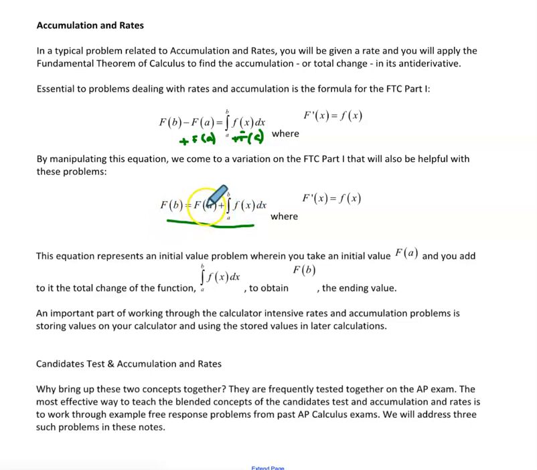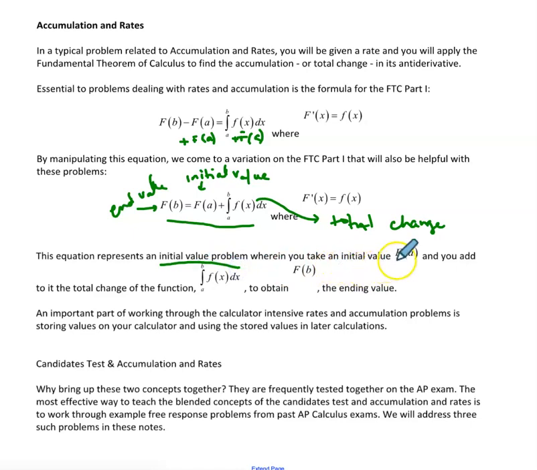And if you think about it, big F of a is our starting point, or what we call the initial value. And if we take an initial value and we add to it the total change in big F, which is represented by the definite integral of little f, you are going to get the ending value. So this piece here is the total change. So that just makes sense rationally, that you take a starting value, you add a total change, and you get an ending value. And of course, this holds only where the derivative of big F is little f. So this is called an initial value problem. And this puts into writing what I just said. You take an initial value, big F of a, you add to it the total change, and you obtain big F of b, the ending value.